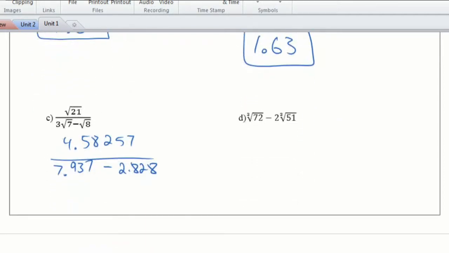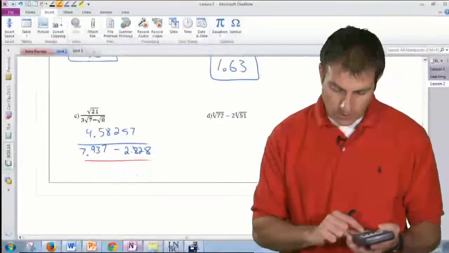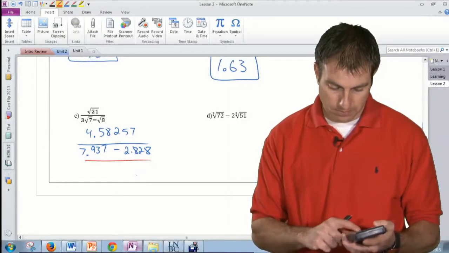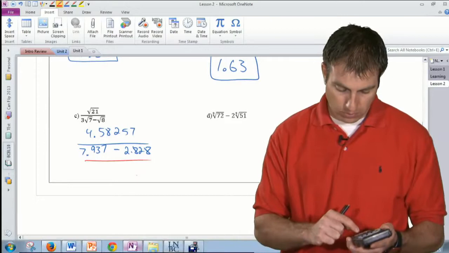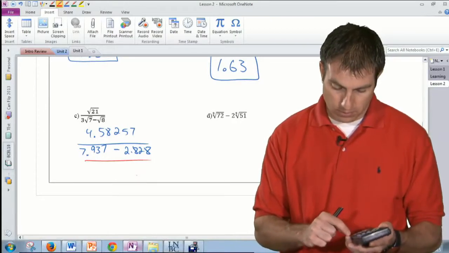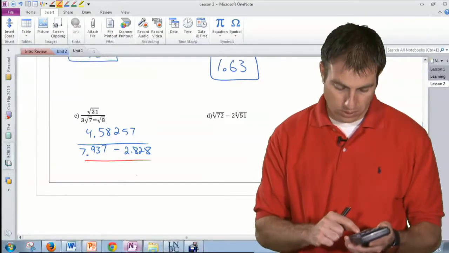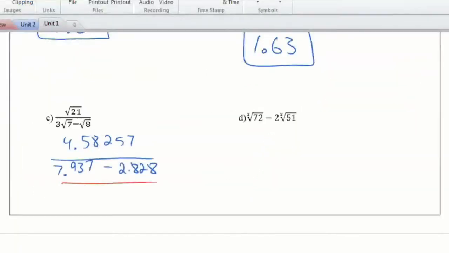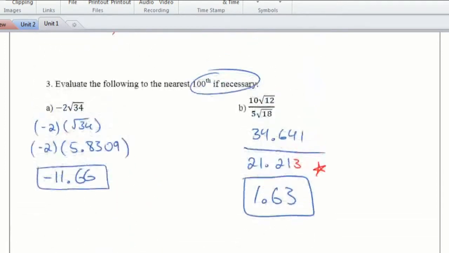All right, now I'm going to do the subtraction on the bottom, and then I can do the division after. So 4.58257, 7.937, 2.828. End up with 0.896. So this one's perhaps a bit tricky because it's just a rounding sort of question.